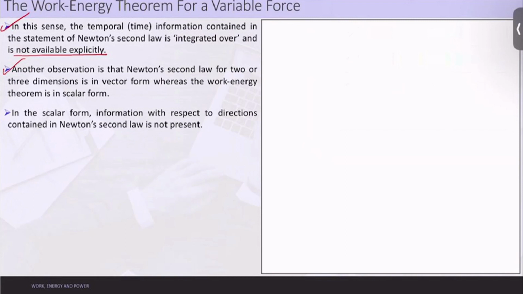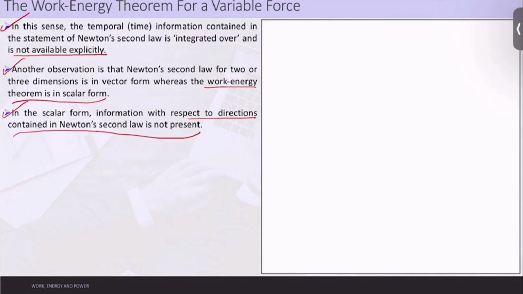Another observation is that Newton's second law for 2 or 3 dimensions is in vector form, whereas the work energy theorem is in scalar form. Again, we can see a difference between Newton's second law and the work energy theorem. F is equal to m times acceleration is a vector, but the work energy theorem is not a vector. In the scalar form, information with respect to directions contained in Newton's second law is not present.